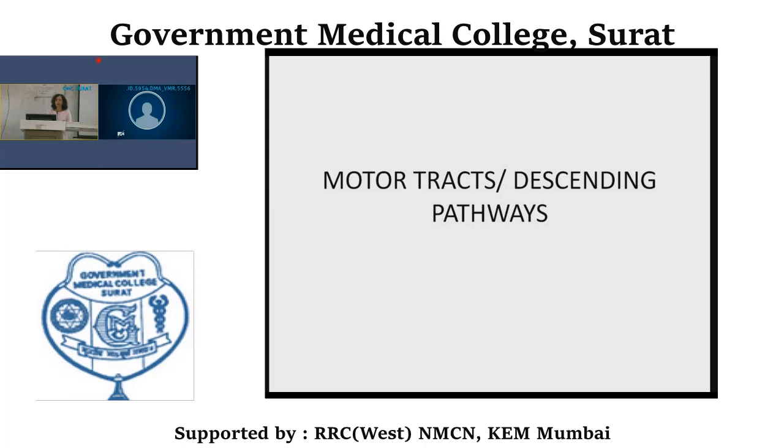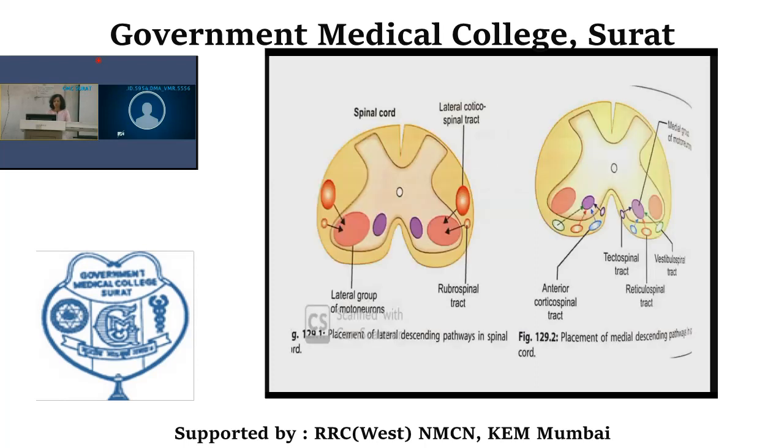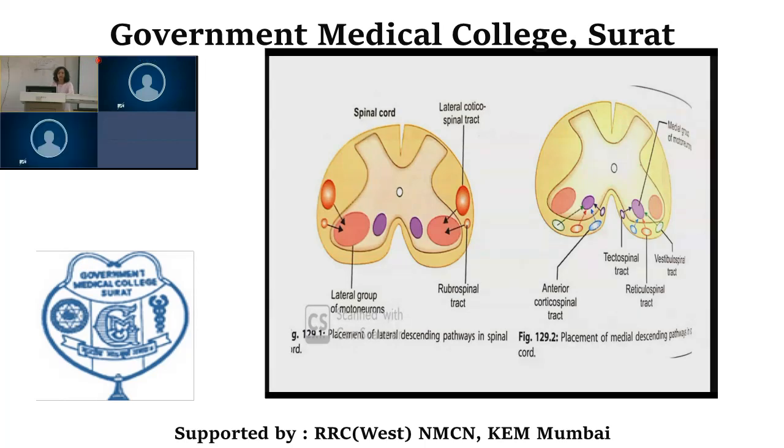This is one way of classification, and another way of classifying the motor tracts is into the medial group of pathways and the lateral group of pathways. Let us see the distribution. But first, let us talk about the pyramidal pathways.